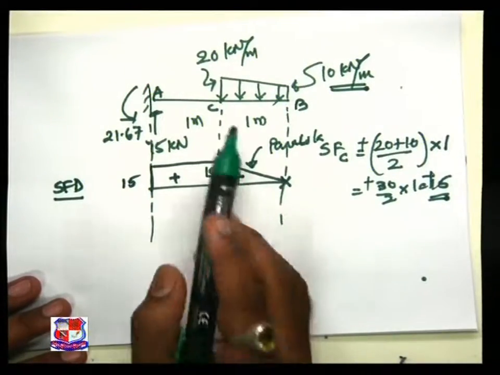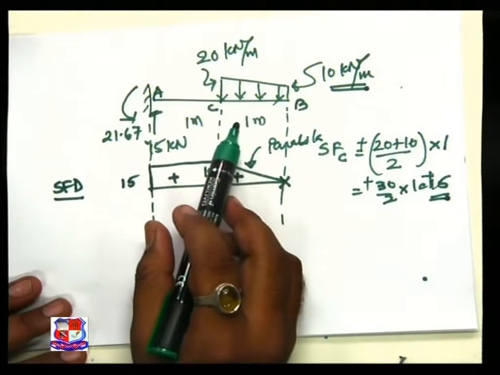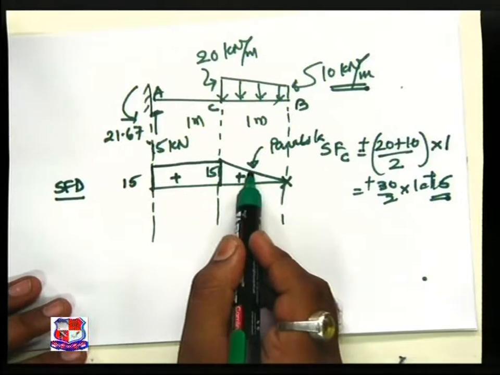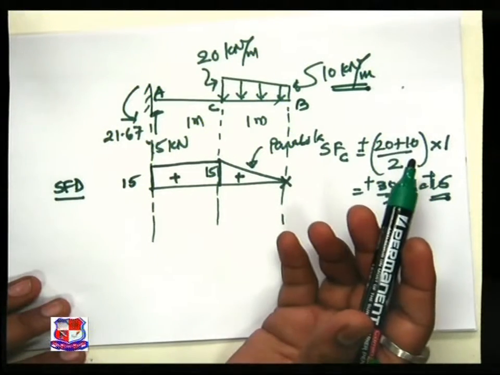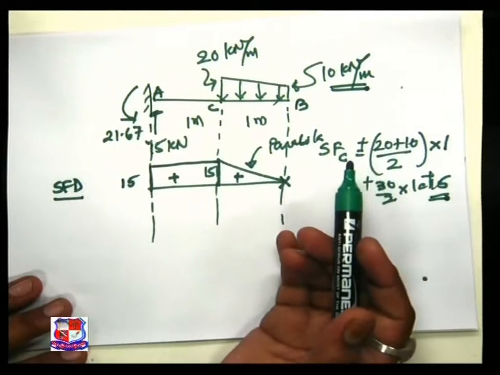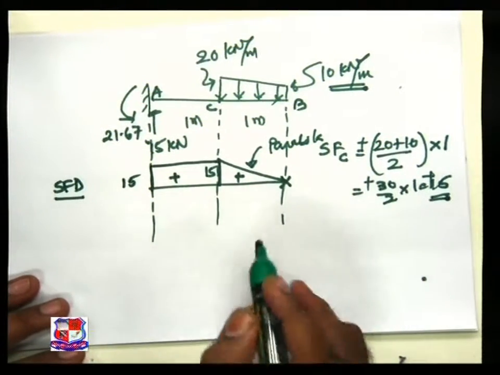You may take a section over here, section XX. You can find the shear force at section XX, and you can get an ordinate at the center. The answer remains unchanged. So why are we not using the fundamentals? Let us use the fundamentals and then plot it out.